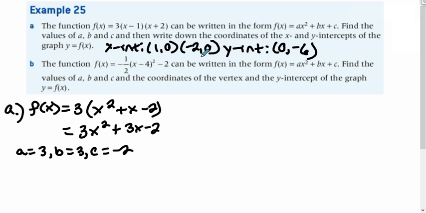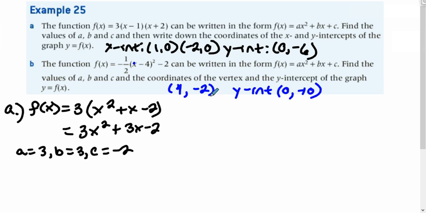In part B, a little different. This one's in vertex form, and they want us to write this one also in standard form, and then find the a, b, and c. The coordinates of the vertex, so let's start with that. So in this form, what's my vertex? 4, negative 2, because remember it's the opposite of x, and then it's just what y equals. And then the y-intercept, I've got to plug 0 in. So substituting 0 in, I get 16 times negative a half is negative 8, minus 2 is negative 10. So therefore my y-intercept is 0, negative 10.